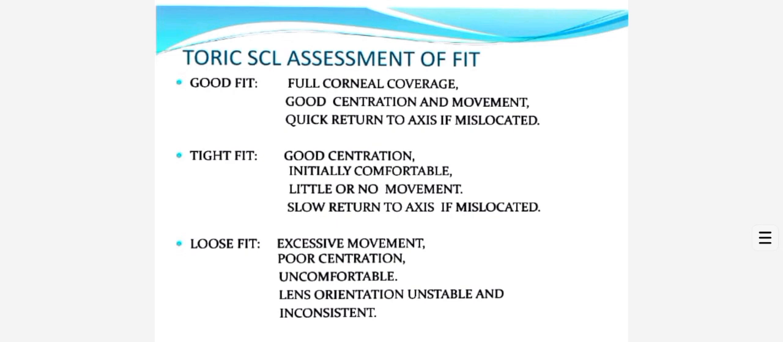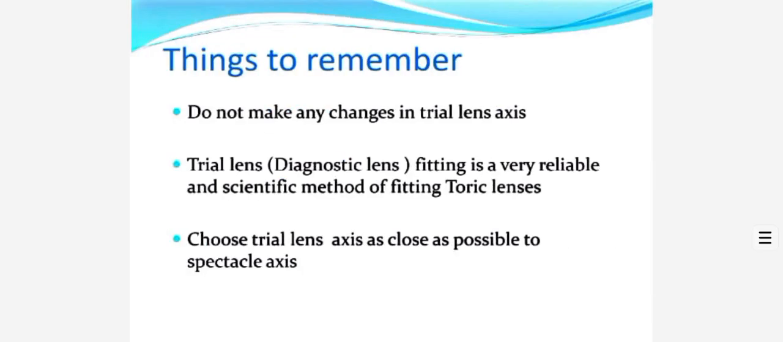And this is a good fit, tight fit, loose fit. How do we assess the toric soft contact lens? First one, good fit: full cornea coverage, good centration and movement, quickly returns to the axis if mislocated. And tight fit: good centration, initially comfortable, little or no movement, slow return to the axis after mislocation. Loose fit: excessive movement, poor centration and comfort, and lens rotation unstable and inconsistent.